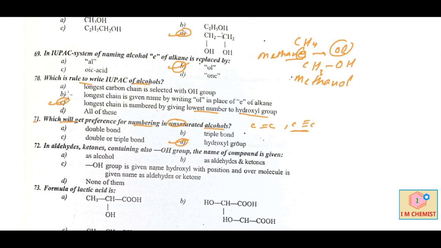MCQ number 72, in aldehydes, ketones containing also hydroxyl group, the name of the compound is given as what? As alcohol? No. As aldehyde and ketone? No. Option number C is: hydroxyl group is given the name hydroxy with position, and the molecule is given the name as aldehyde or ketone. Yes. So option number C would be the correct answer.